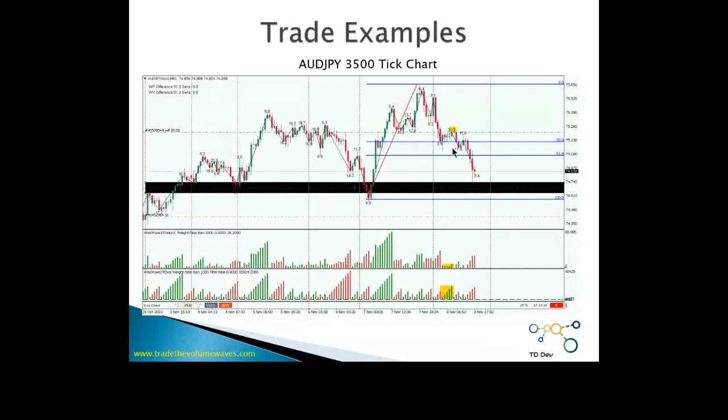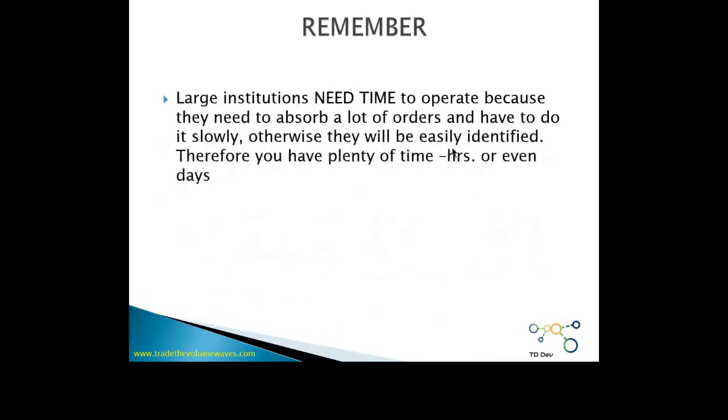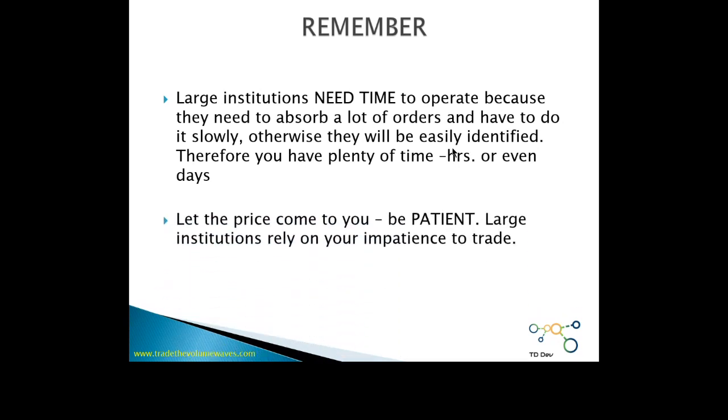Okay, I don't think I have any more charts. So just remember a few things. First, remember that large institutions need time to operate because they need to absorb a lot of orders and they have to do it slowly. Otherwise, it will be easily identified. Okay, so we got plenty of time when you see something. And let the price come to you. Be patient. Large institutions rely on your patience to trade. Patience is a virtue.